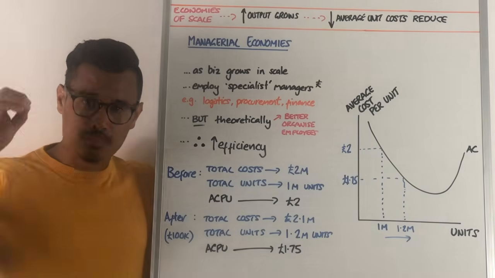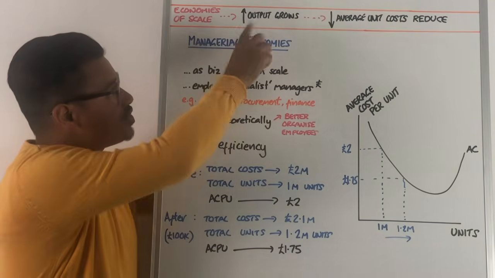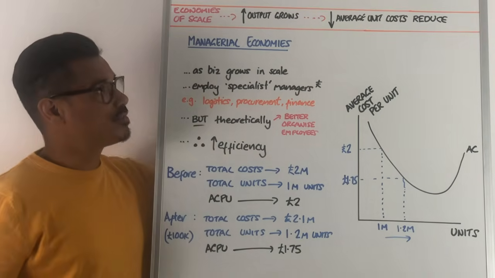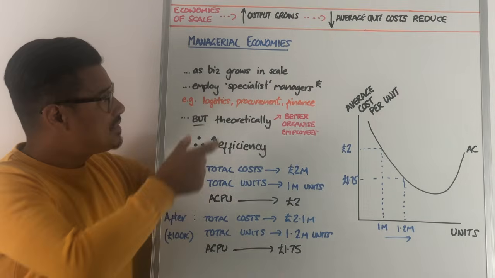But firstly, let's just briefly look at the broad definition of economies of scale, which is just as output grows, your average cost per unit falls, it reduces. Now, managerial economies of scale, in particular, work as so.